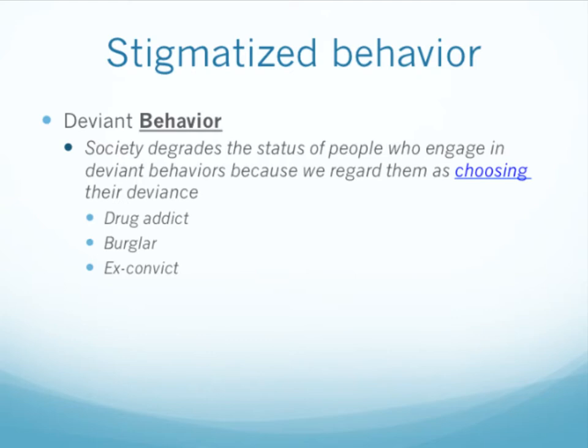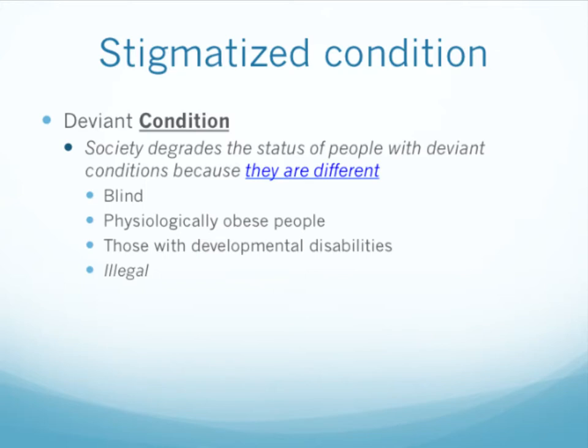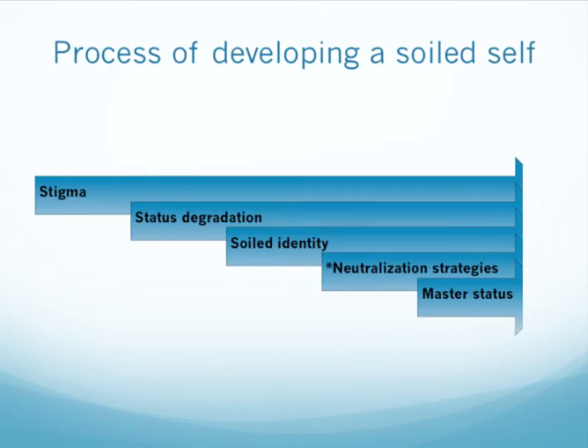Society degrades the status of people with deviant conditions because they are different. Their difference is found to be in certain respects unsettling. Examples of deviant conditions are the blind, the obese, or those with developmental disabilities, as well as people deemed to be illegal. My research explores neutralization strategies on the pathways towards developing the soiled self as a master status.